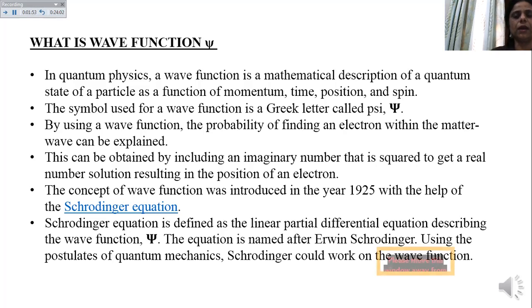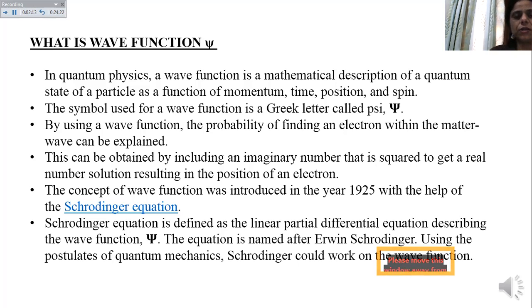It is made up of matter and all matter have atoms, and in the atoms we have electrons. This can be obtained by including an imaginary number that is squared to get a real number solution, resulting in the position of an electron.